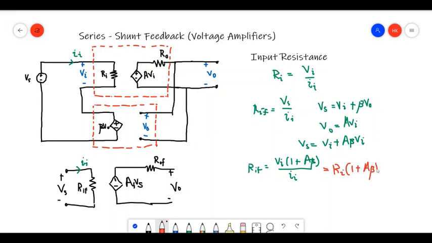So we can see that the input resistance of this closed loop system has increased. It is multiplied by a factor of 1 plus A beta. In a voltage amplifier, it is a desired result that the input resistance is increased, because when the input resistance is increased, there is less distortion to this input signal. That means the amplifier draws less current from this source, so that makes it less distortion at the input, right? So this is the input resistance of a voltage amplifier in general.